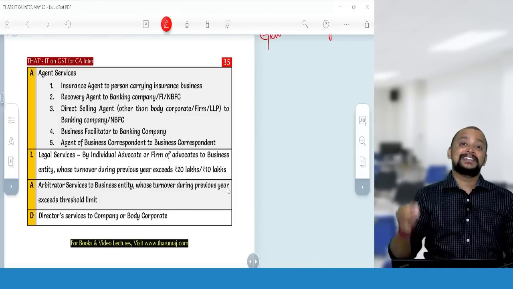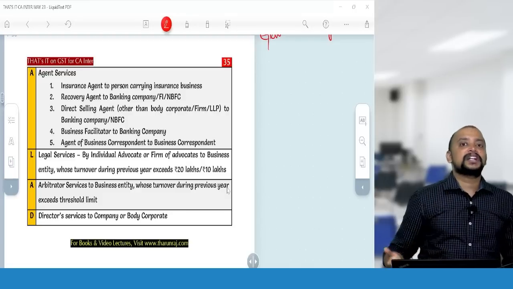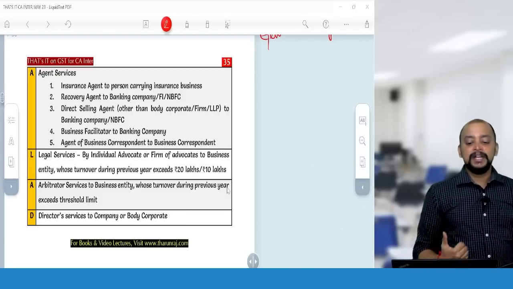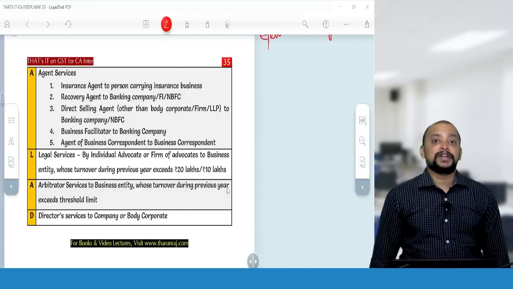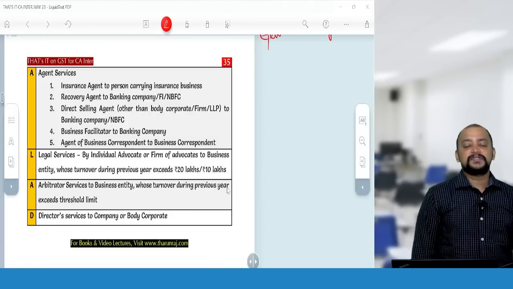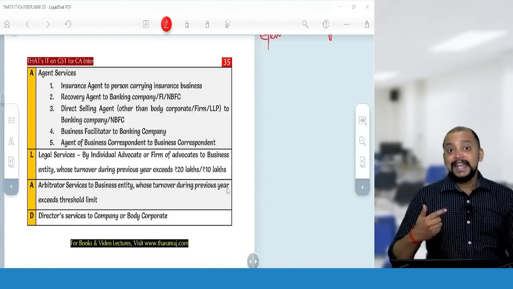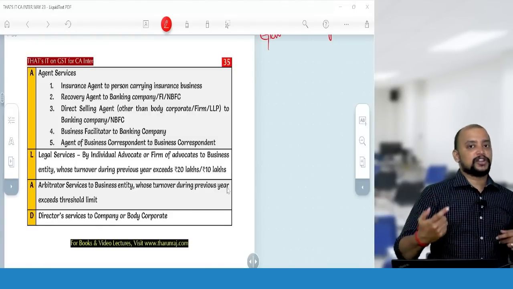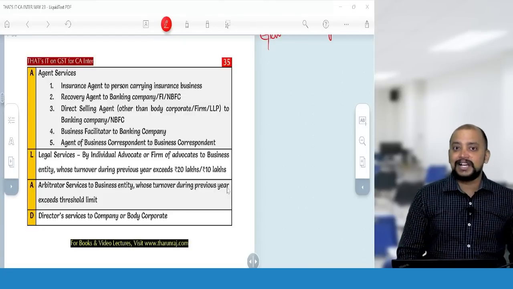What if the direct selling agent is a body corporate or firm? Then it is not covered under RCM, it is covered under FCM. Then business facilitator to banking company, not business correspondent, only business facilitator to banking company, but agent of business correspondent to business correspondent. So these are the 5 agents covered under RCM.